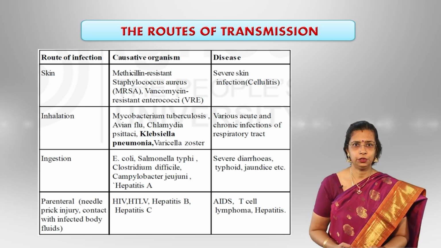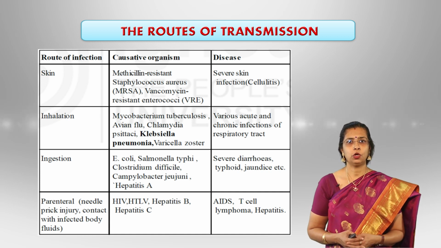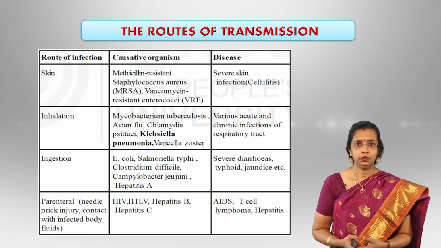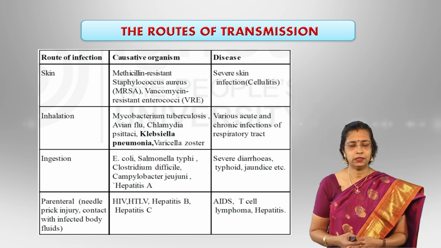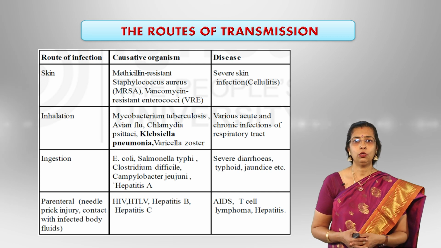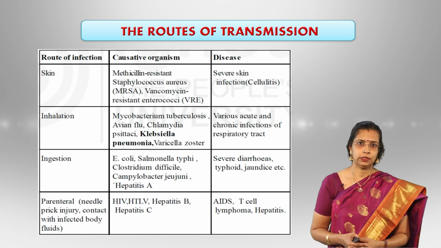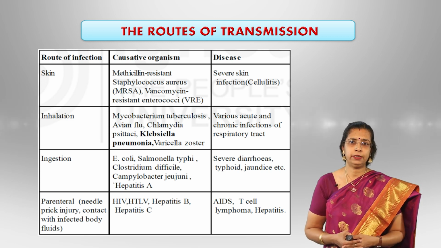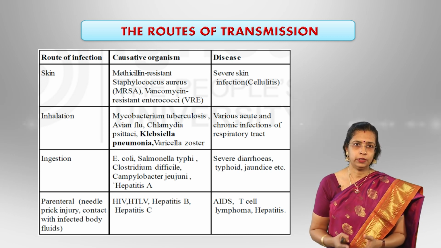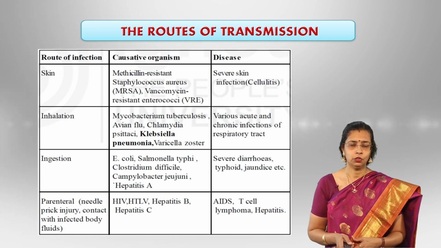In the same way, inhalation, you can have the various acute and chronic infections of the respiratory tract, which is caused by the varicella, then Klebsiella pneumoniae and so on. Then ingestion, that could be due to the E. coli and the Salmonella typhi and also Clostridium species, Campylobacter species, and they can cause severe diarrheas, typhoid, jaundice and so on. The needle prick injuries. Here again, the disease that is caused, that could be the AIDS, the T-cell lymphoma and the hepatitis, and the causative organisms could be the hepatitis B virus, the hepatitis C virus, HIV, HTLV and so on.